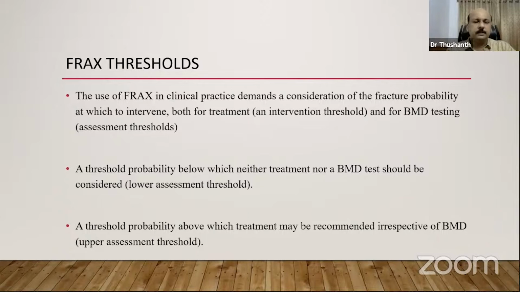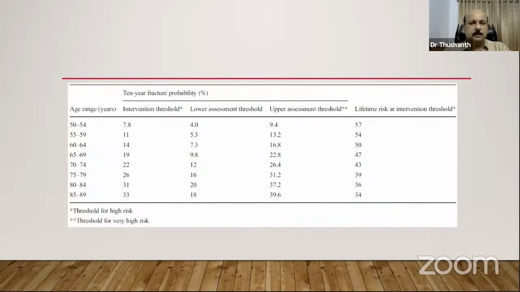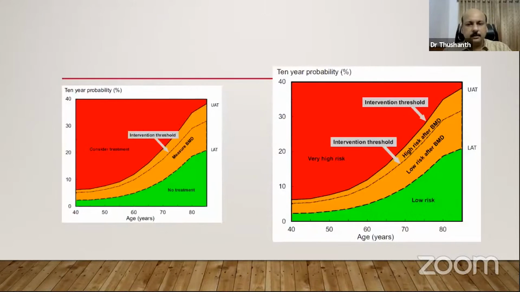So for any patient, if the patient merits treatment, that is the intervention threshold, and if patients require further evaluation, that is the assessment threshold. So there is a lower assessment threshold and an upper assessment threshold. Upper assessment threshold means that above that, there is no need to go for BMD, treatment can be initiated. Lower assessment threshold means that the risk is very low, again, BMD is not required. So in between these two come the patients who require further evaluation. And they are given these values, and I will come to that. So these are basically the various thresholds given.